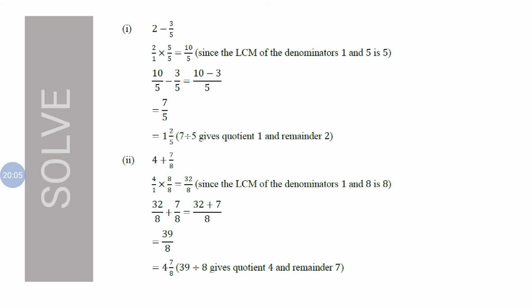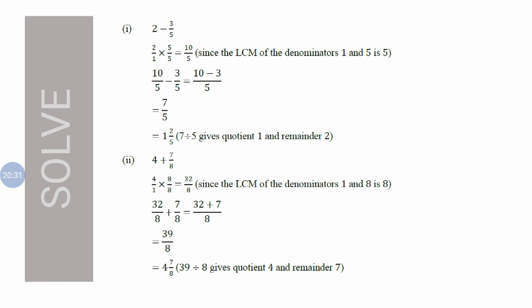So how will you make them 5? Numerator and denominator multiply by 5 by 5. So 2 5s are 10. 1 5 is 5. So 10 by 5. 10 by 5 minus 3 by 5. The denominators are the same. Take a common denominator 5. Just subtract 10 minus 3. So we get the value 7 by 5.